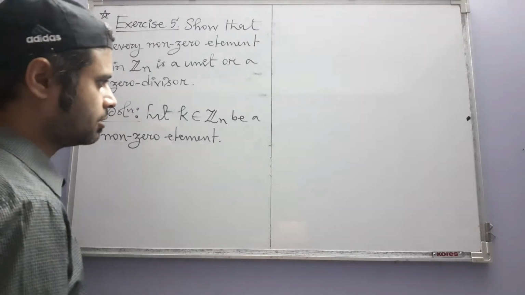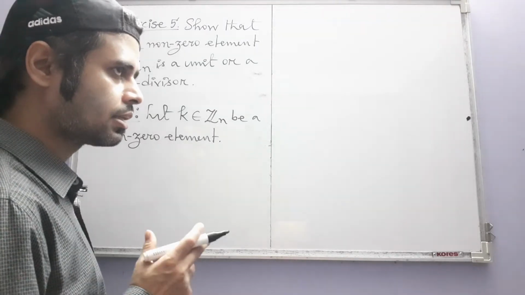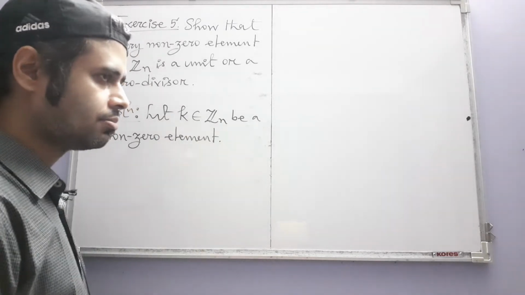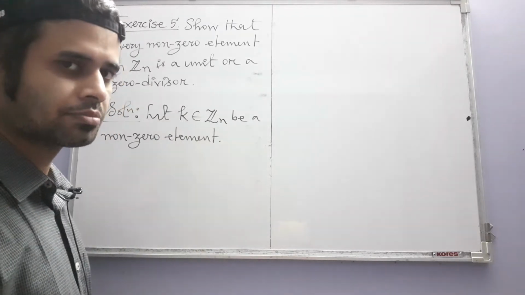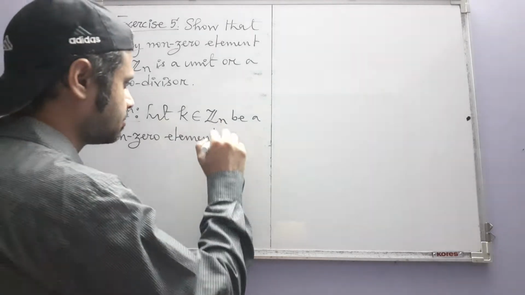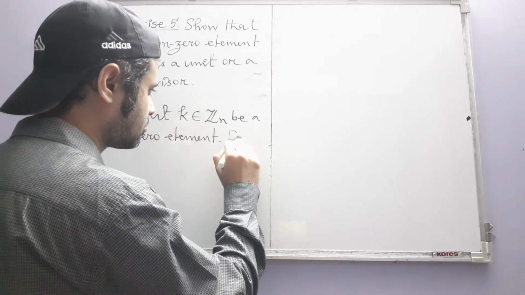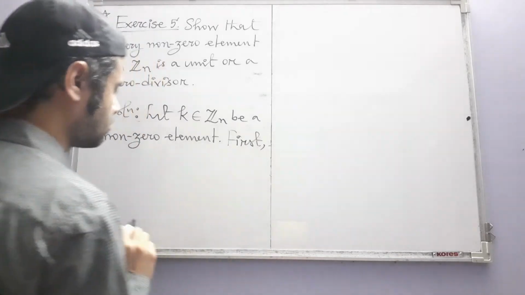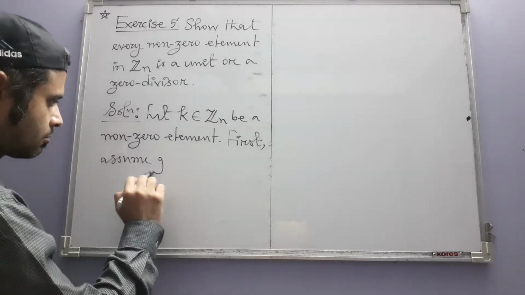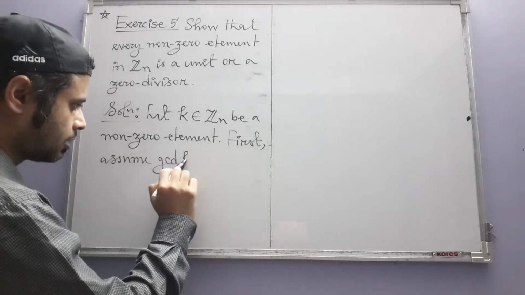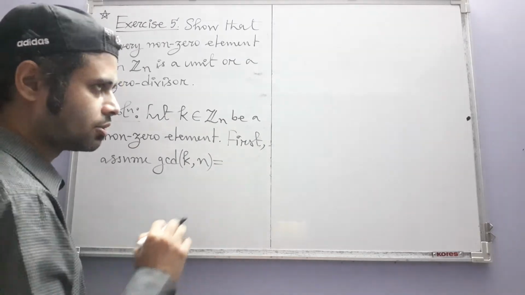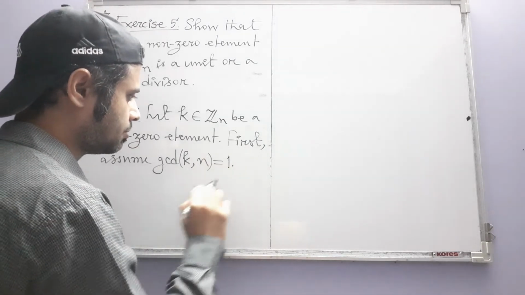Now two cases arise. Either k is relatively prime to n or it is not relatively prime to n. So let's take the relatively prime to n case first. First assume that k is relatively prime to n. That is, their greatest common divisor is 1.